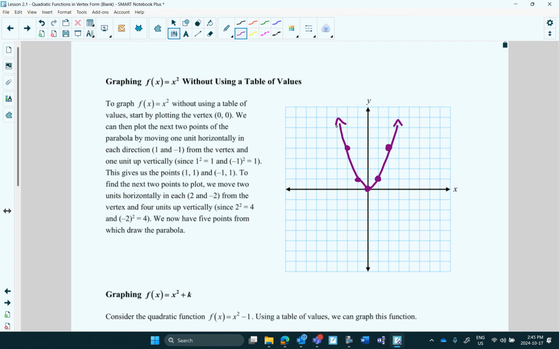Instead of thinking of a table of values, once you've got your vertex, you can get the other 4 points very quickly. Like if I said, here's your vertex, and what if I tell you it opens up? Can somebody come and draw the parabola for me?